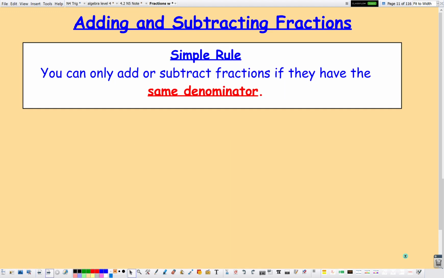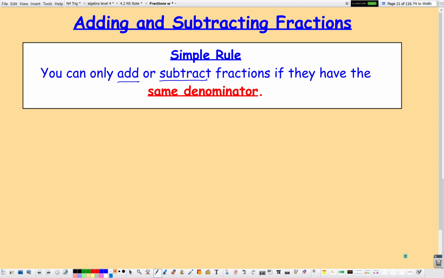School. But let me remind you of this very simple rule that I want you to copy into your jotters right now under your heading. The simple rule is you can only add or subtract fractions. So underline add or subtract fractions if they have the same denominator.